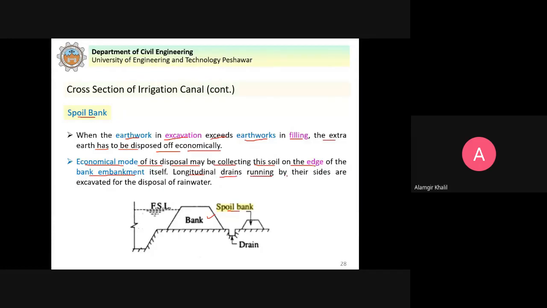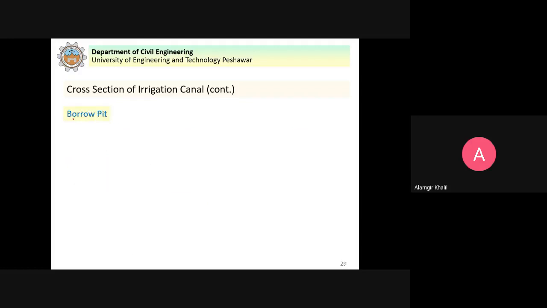Longitudinal drains running by their sides are excavated for the disposal of rainwater. So you can see here, now we have the spoil bank. If there is rain, water will accumulate here. So in order to drain this rainwater, these longitudinal drains are provided. And at intervals, transverse drains will also be provided to drain the water out. So this is spoil bank. Clear? Next we have borrow pit.